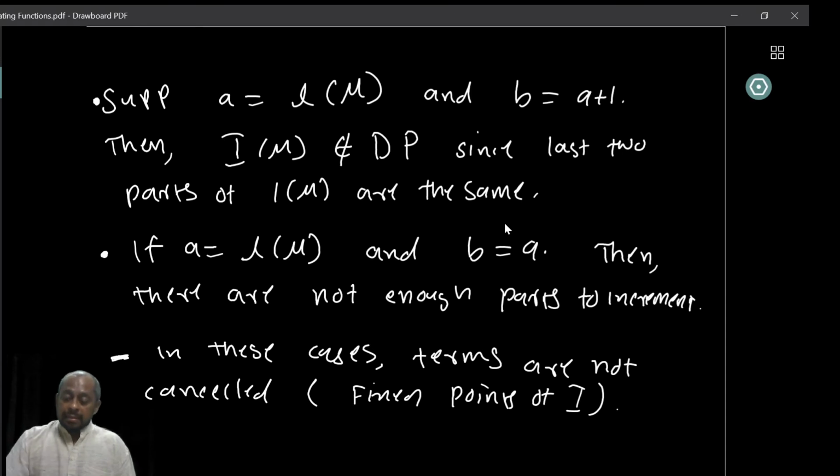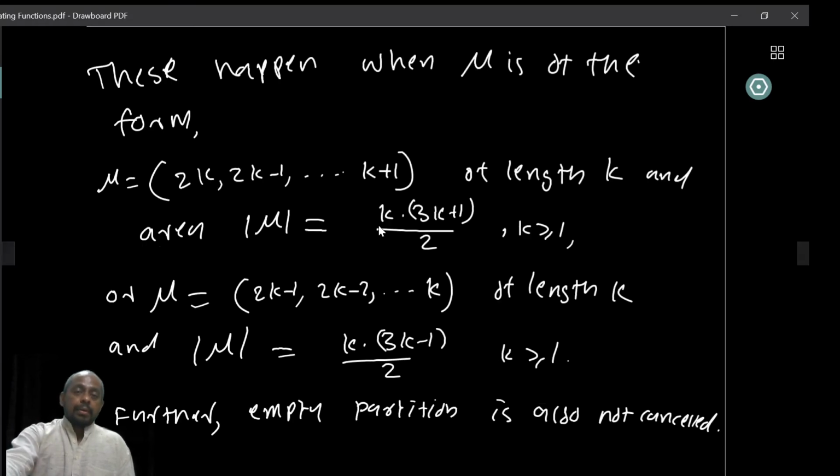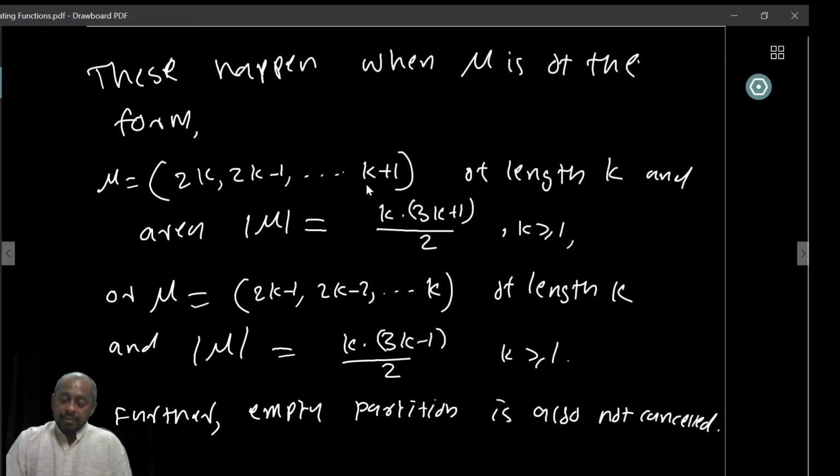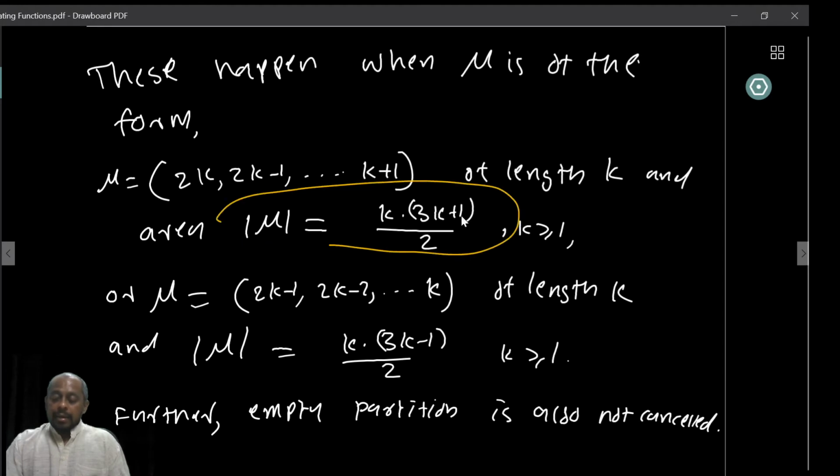So what are precisely these cases? Let us look at that. What we want is that the length is precisely A, and then B is either A plus 1 or B is A. We can verify when this happens. A partition can start with an even number or an odd number. If it starts with an even number, let's say 2k, then the terms will be decreasing: 2k minus 1, 2k minus 2, etc. And when it becomes k plus 1, it has length exactly k, and then the area is k into 3k plus 1 by 2. We can just add this up.